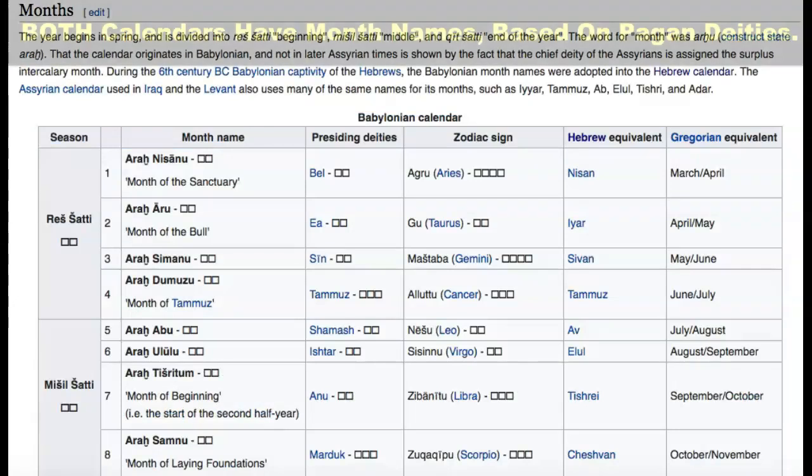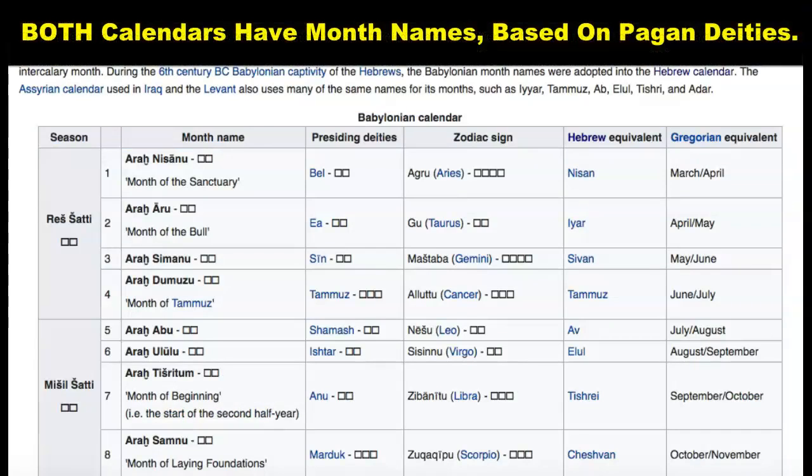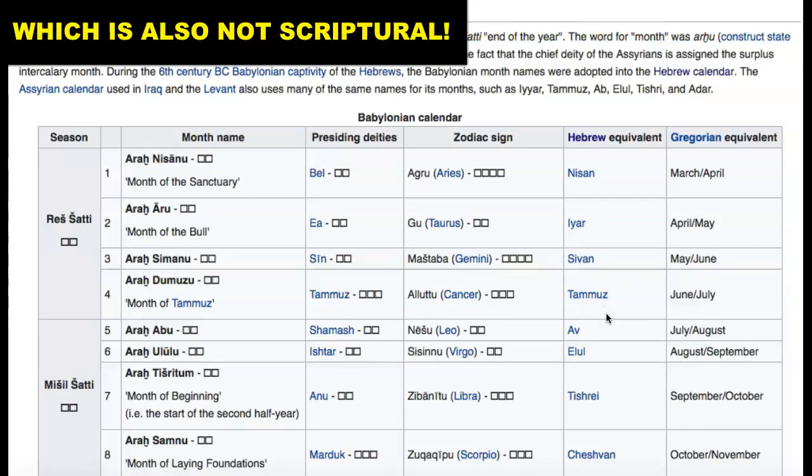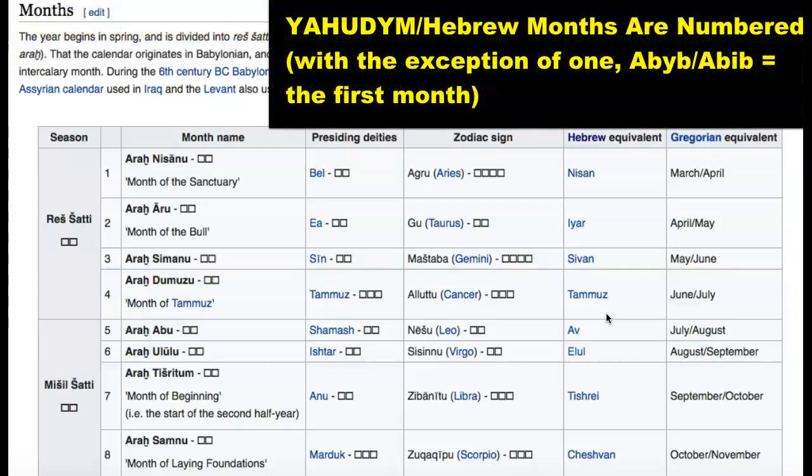Another thing that they did, which the Jewish people do too, is that they have names for their months also, which is also not scriptural, because the only one that has a name for it in the Yahudim or the Hebrew language is the month of Abib. That's the only one that's named in scripture when it comes to the months, but all the other months, they have numbers to them and they are numbered from 1 through 12.